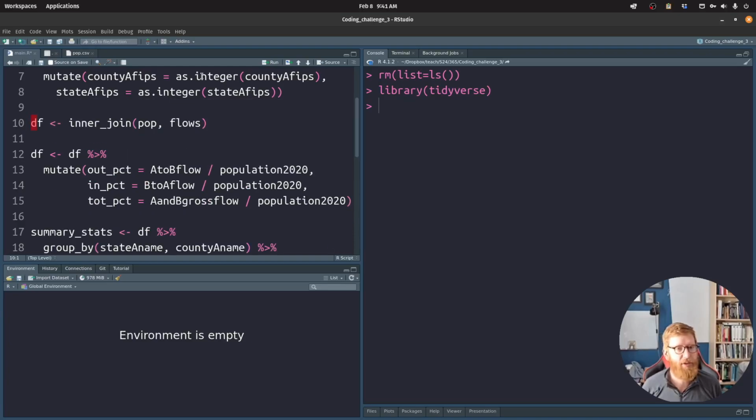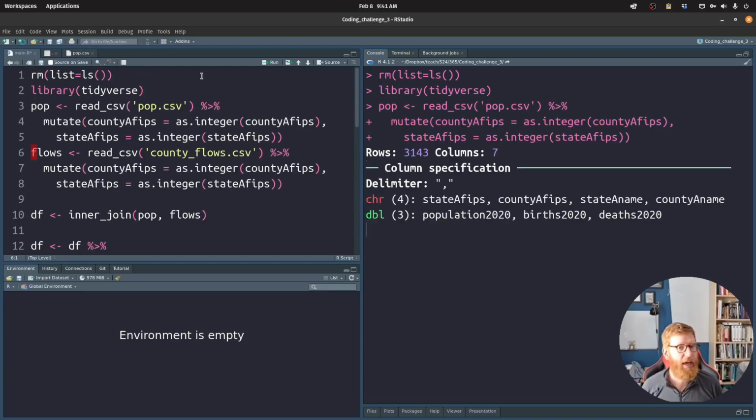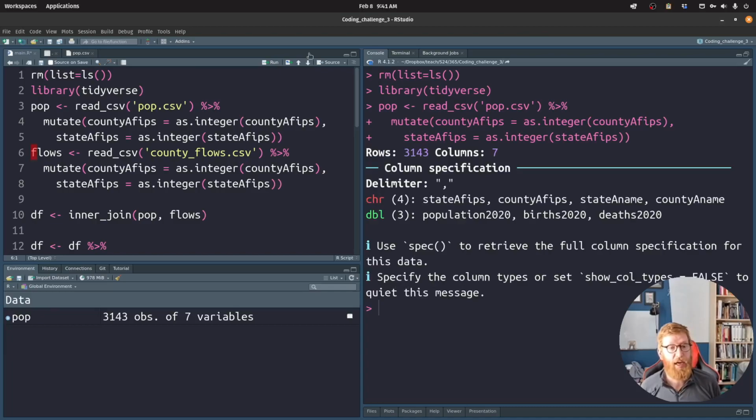Let's tidy this up a little bit. So let's go ahead, load in pop. Notice when we load this in, it is recognizing that we have comma separated values, and it's specifying as character, as text data, the state A FIPS, county A FIPS, state A name, county A name. Right? The names definitely have to be text. These FIPS codes, they should be text, but we're going to treat them as numbers.